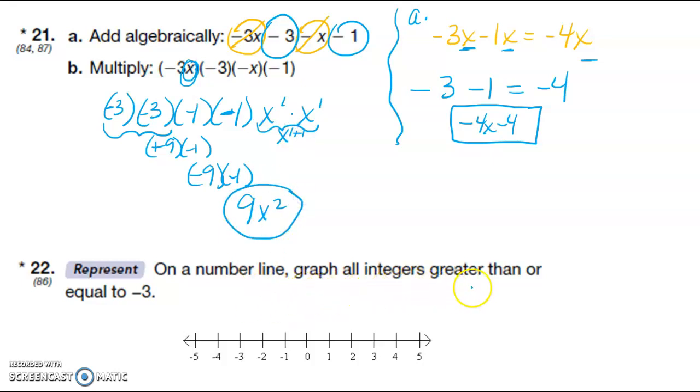On a number line, all integers greater than or equal to, so I'm starting here, and integers include negative numbers and 0. Do you see how I'm not highlighting? I have to do each individual one.